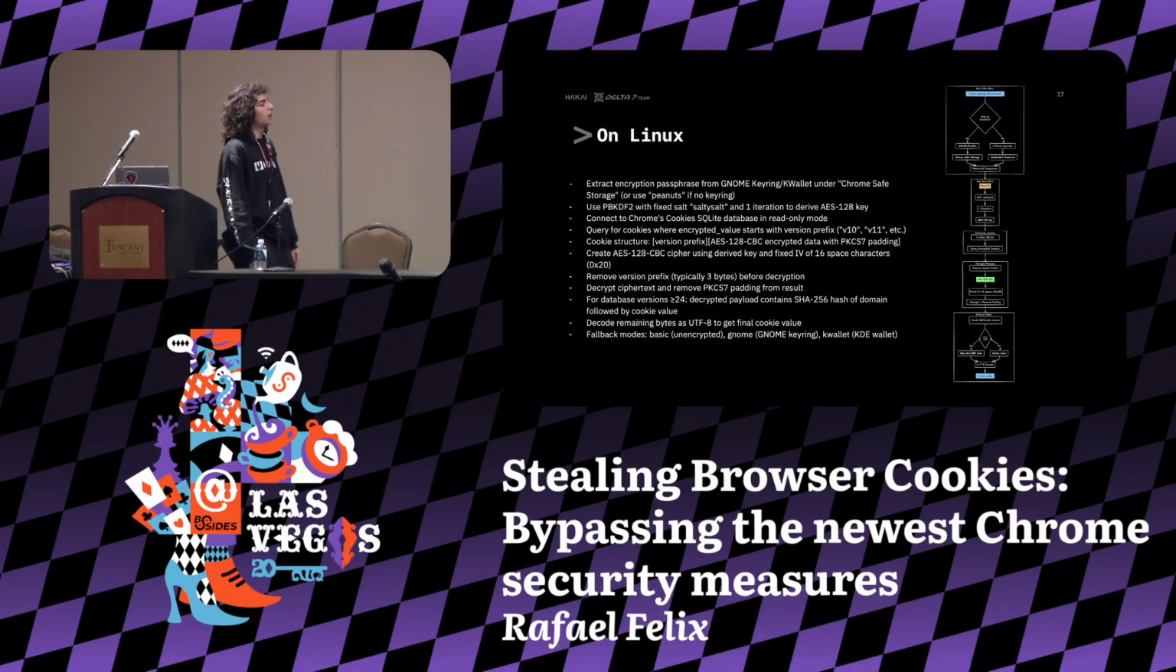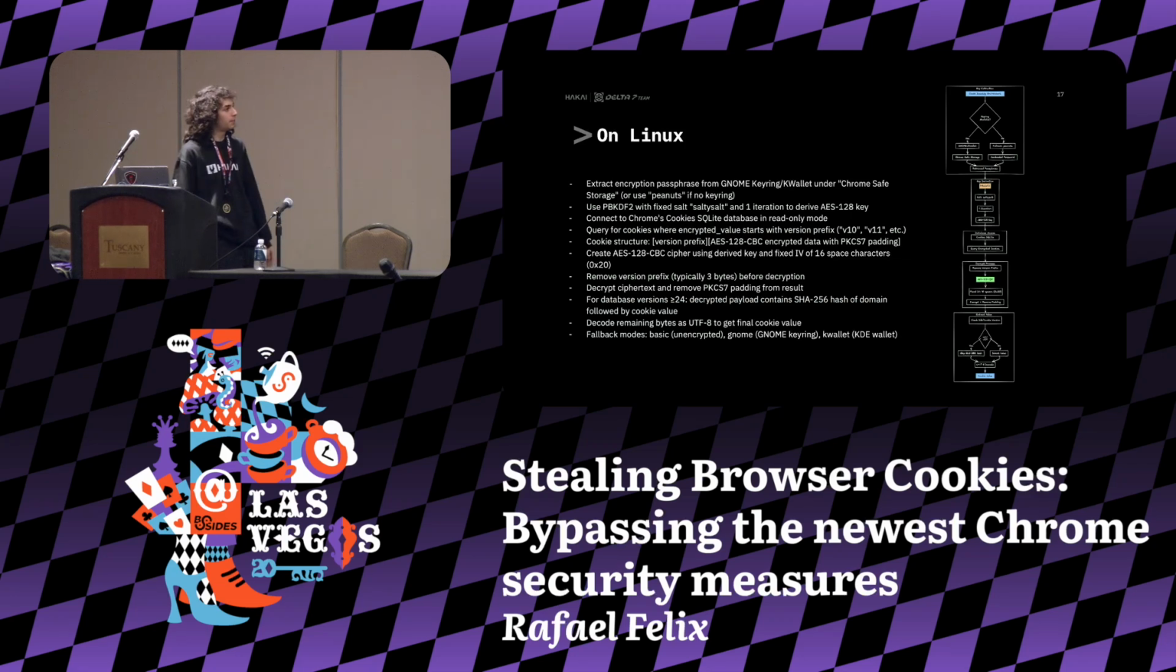Okay, so on Linux, it's actually quite similar. On Linux, we have an optional choice to use keyring, GNOME keyring or KWallet under the same name, Chrome Safe Storage, or if no keyring is installed on the system, the passphrase is actually peanuts for some reason too. We then use the PBKDF2, password-based key derivation function 2, with a fixed salt, salty salt, and one iteration this time to derive the key.